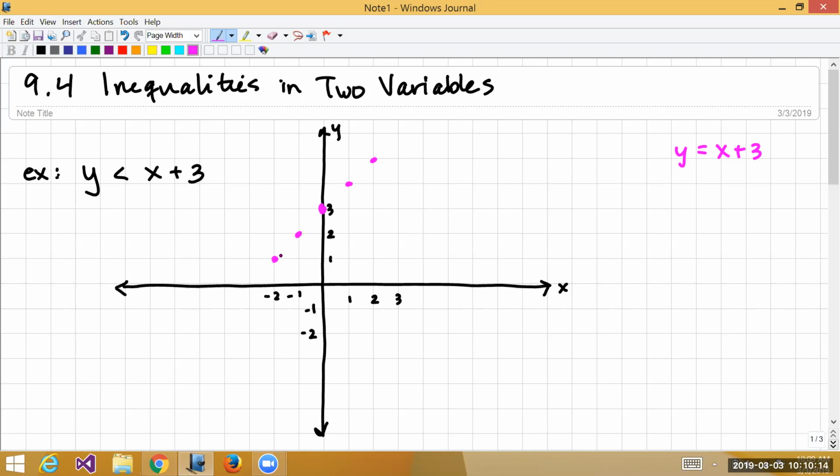Now the question is, do we draw a solid line or a dashed or dotted line? And in this case, we do not want the line itself because we don't have an equal sign, so we will draw a dashed dotted line.